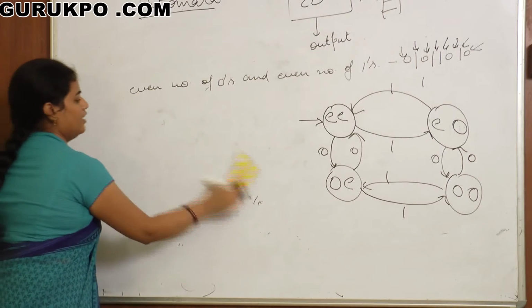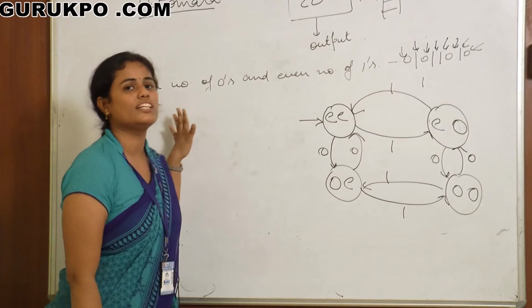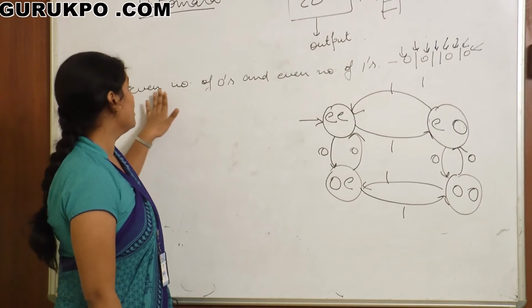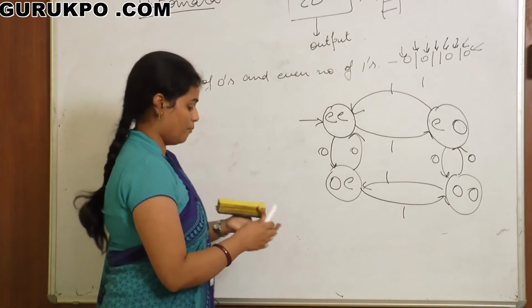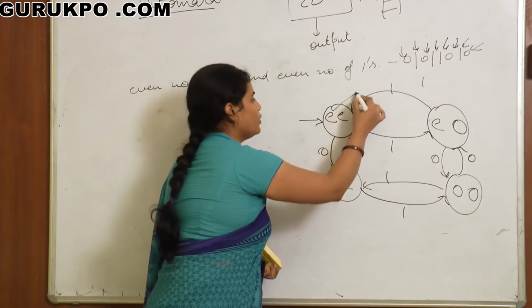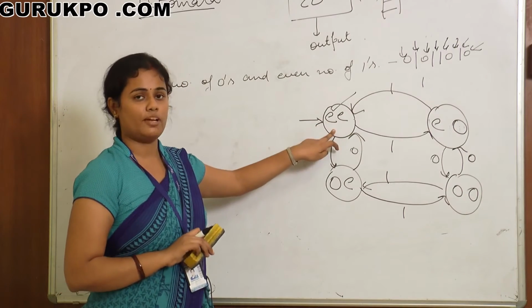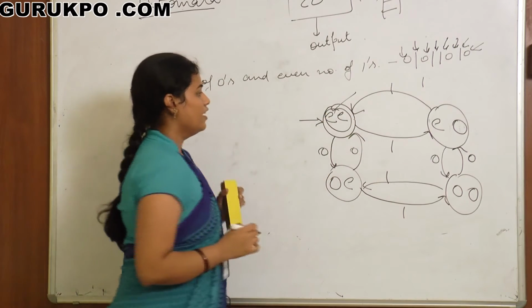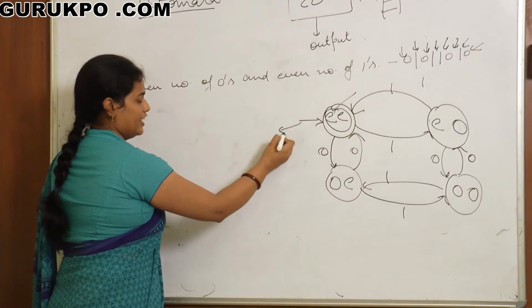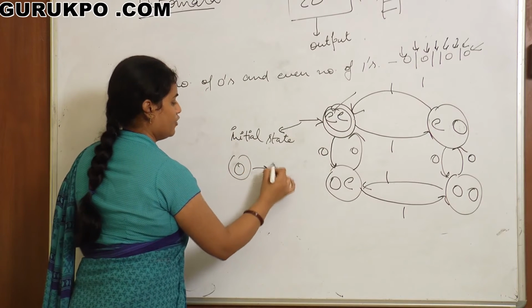Suppose I have taken the example that the machine will accept only the inputs which have even number of zeros and even number of ones. It means only those inputs which have the final state EE, even number of zeros and even number of ones. Then we will double circle it. This arrow indicates initial state and double circle indicates final state.